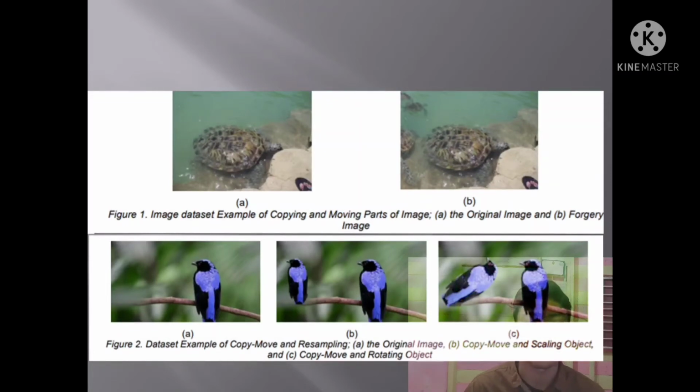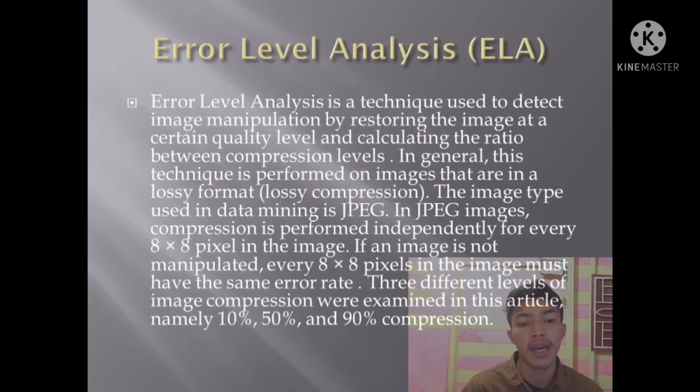In a JPEG image, compression is performed independently for every 8 pixel block in the image. If an image is not manipulated, every 8 pixel block in the image must have the same error rate. Three different levels of image compression were examined in this article, namely 90%, 50% and 10% compression.